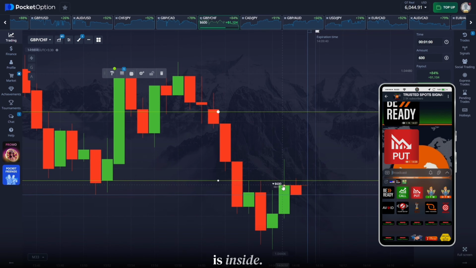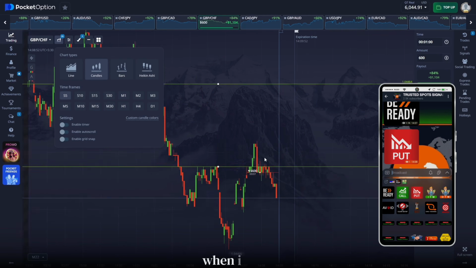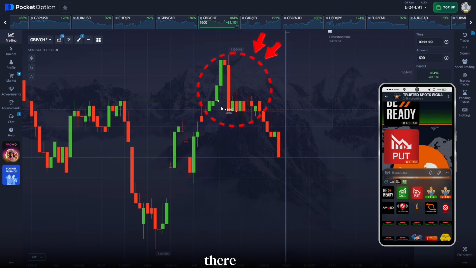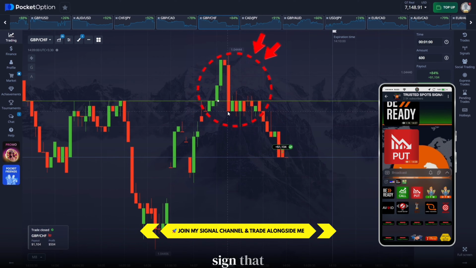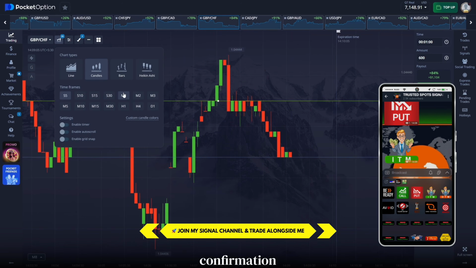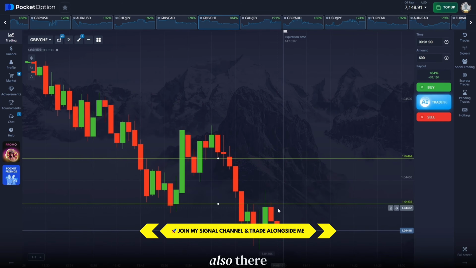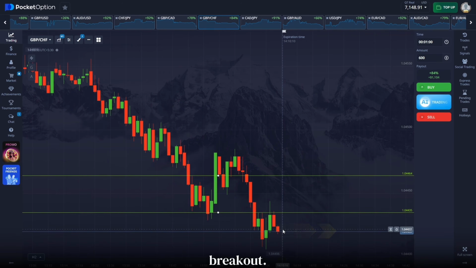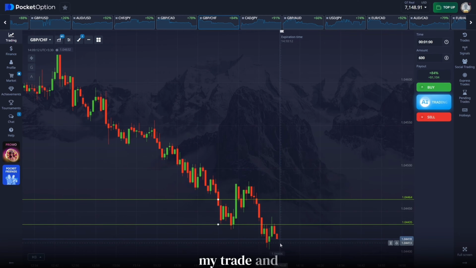The closing is inside, so there is no clear breakout, which means we can expect a reversal. To place a reversal trade, all I need is a strong candlestick confirmation on the 5-second chart. When I open the 5-second chart, there was a clear confirmation here which closes inside the zone. So it was a sign that the price will reverse, because I have the confirmation on the 1-minute chart also. There was no clear breakout, so I placed my trade and we booked profit.